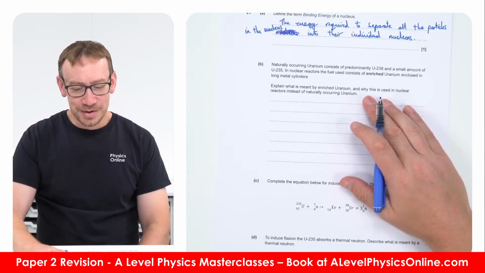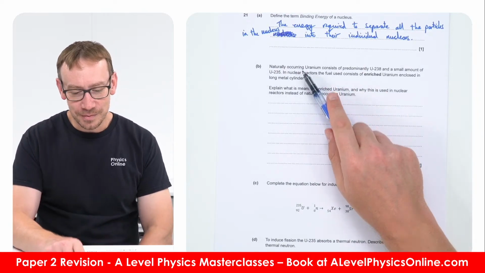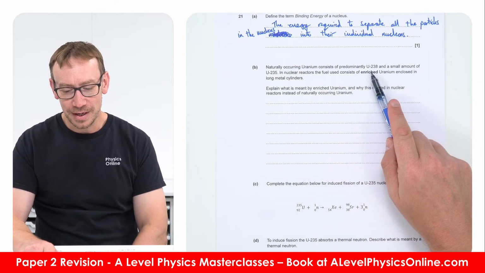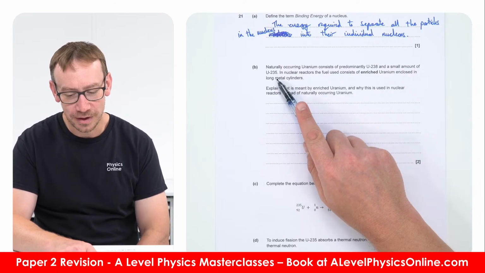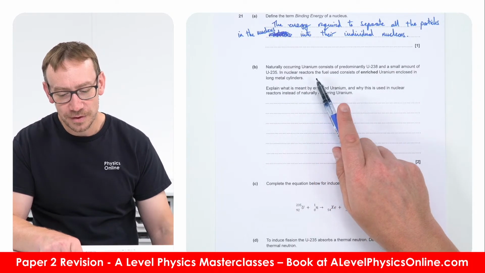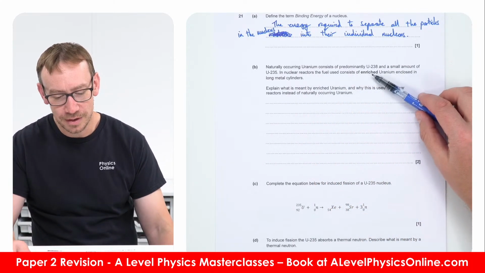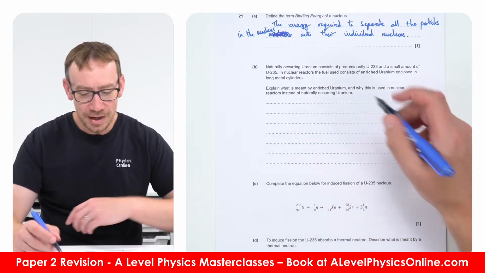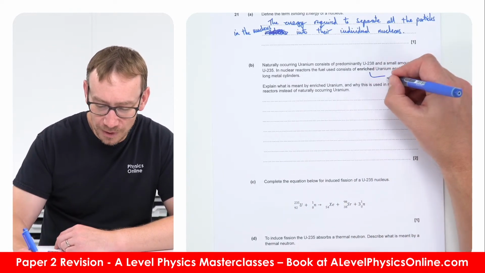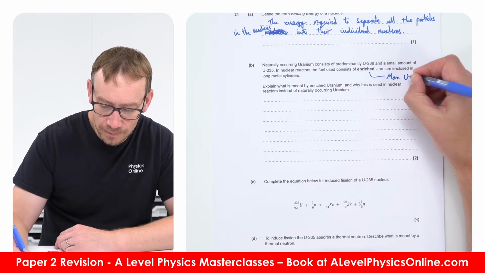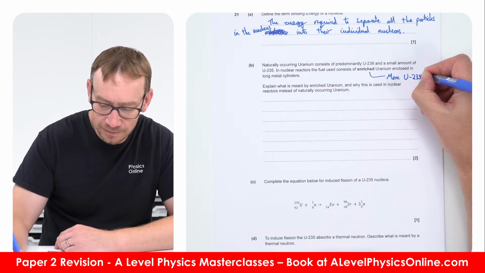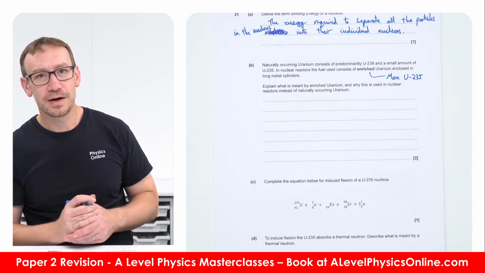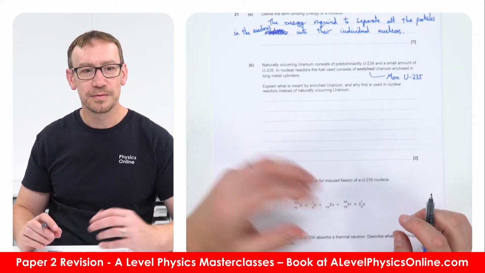Right, naturally occurring uranium consists of predominantly uranium-238 and a small amount of 235. In nuclear reactors, the fuel consists of enriched uranium. What is meant by enriched? So basically, if it's enriched, this means we have more uranium-235 because uranium-235 is a fissile type of isotope.